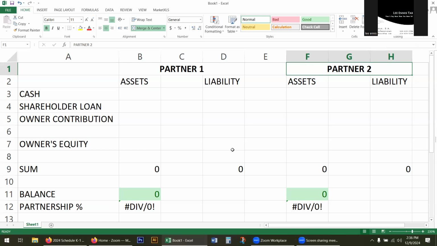So I'm going to show what that looks like just real quick. In this case, we're just going to have two partners. Just keep things simple. But as you can imagine, there could be 6, 7, 8, 9, 10 partners. But just two partners, just keep things simple.